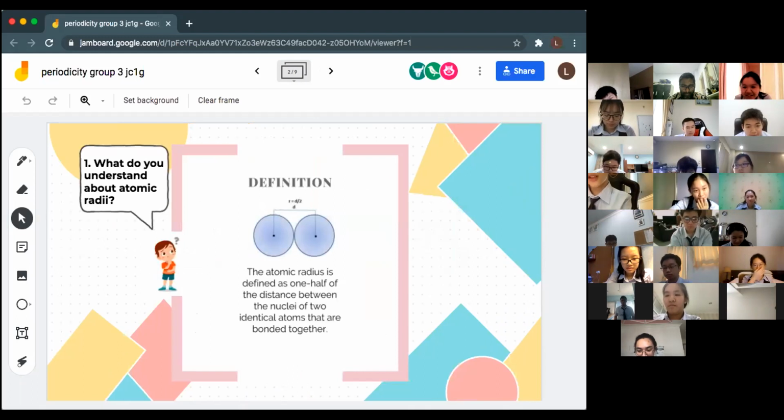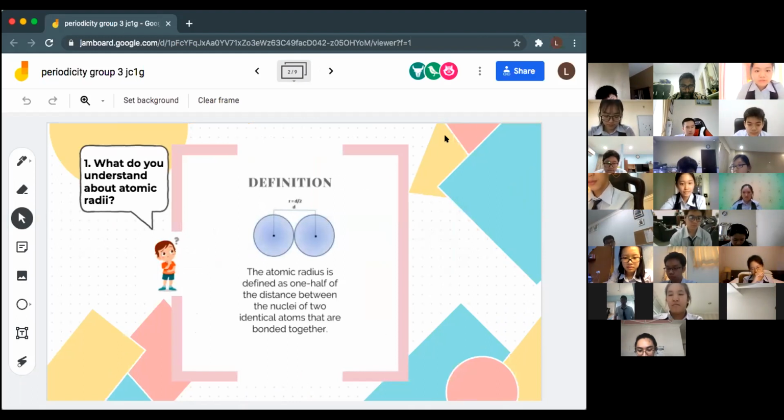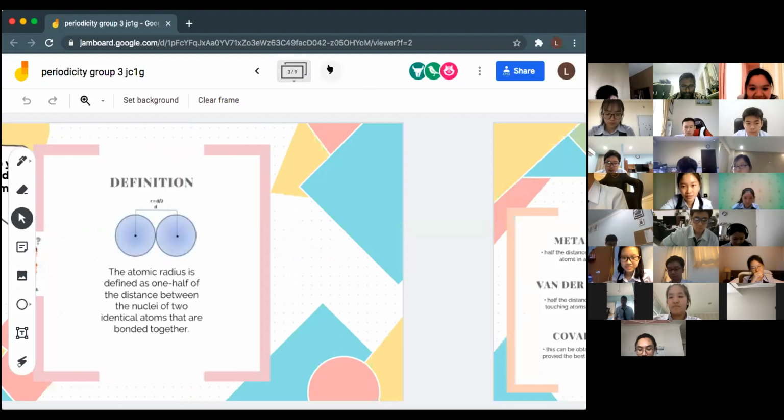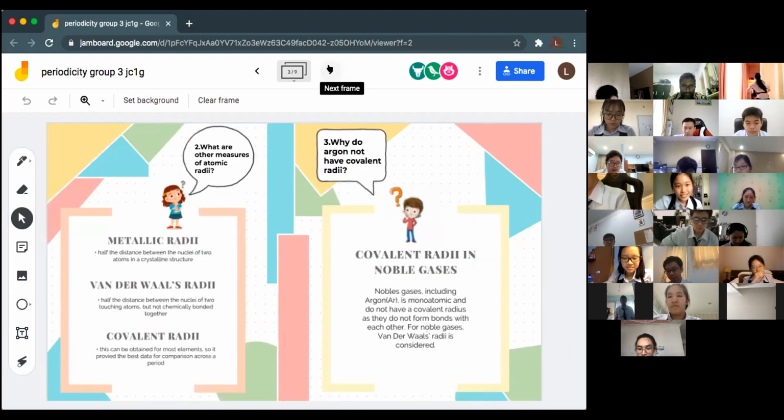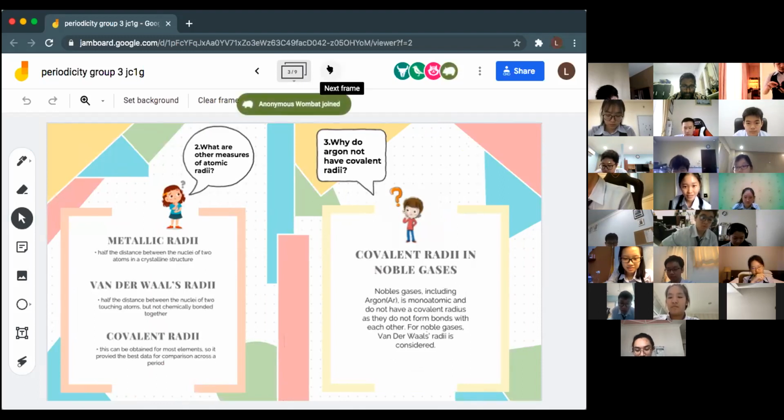So what do we know about atomic radius? In general, we know that the atomic radius can be measured by dividing the distance between the nuclei of two identical atoms that are bonded together by two. Now, what are other measures of atomic radii? There are three other measures called metallic radii, van der Waals radii, and covalent radii.